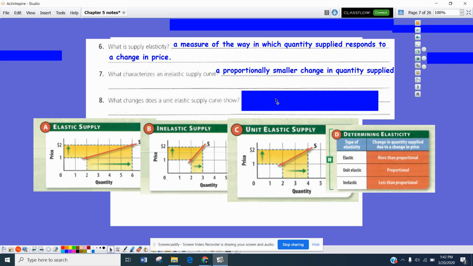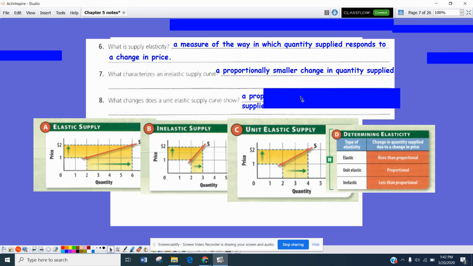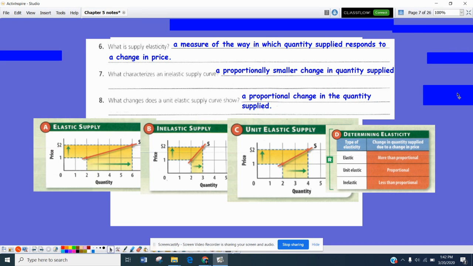So, what changes does a unit elastic supply curve show? This is letter C here. It shows the proportional change in quantities supplied. So, it's going to show you maybe more of an average of what's going to happen within the market itself. It's for the most part a little more stable than just plain elastic supply curves. But needless to say, it can give you an indication of where the market is going.